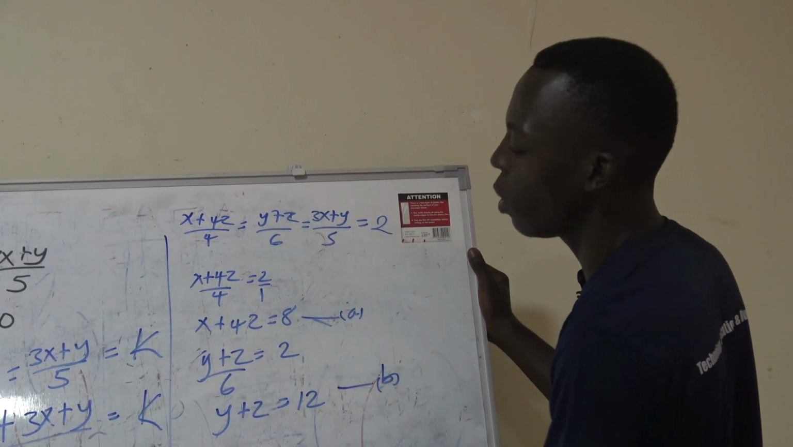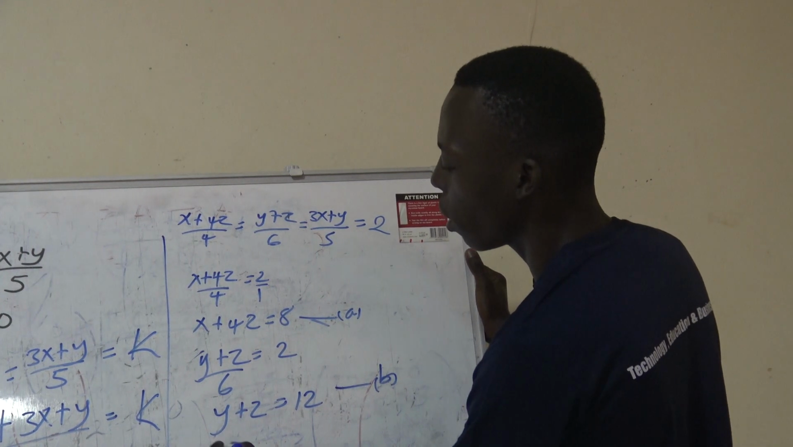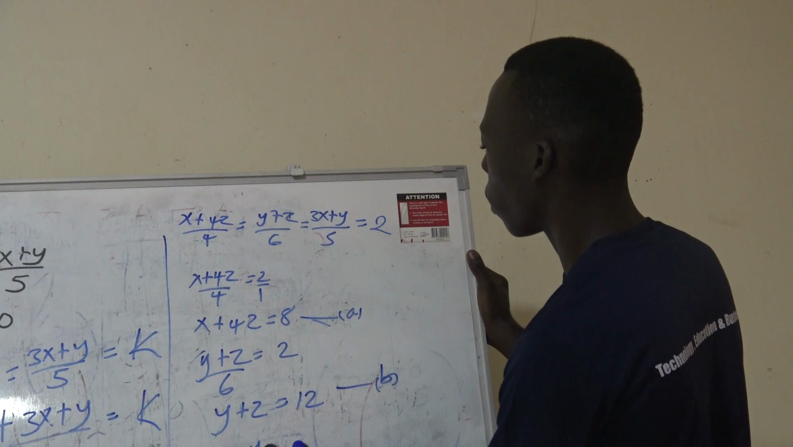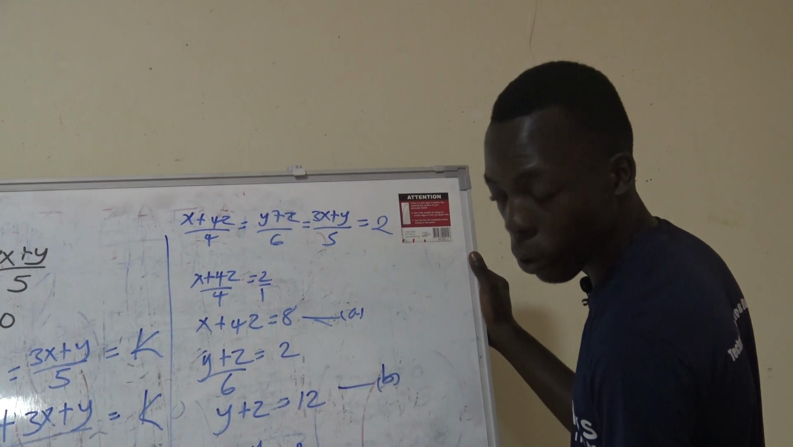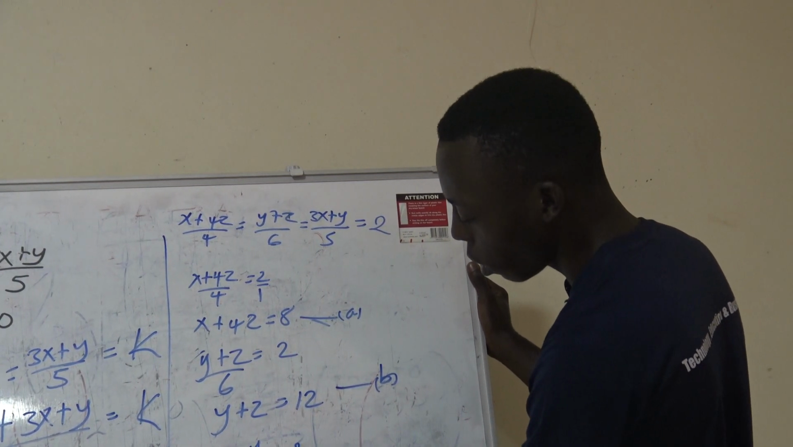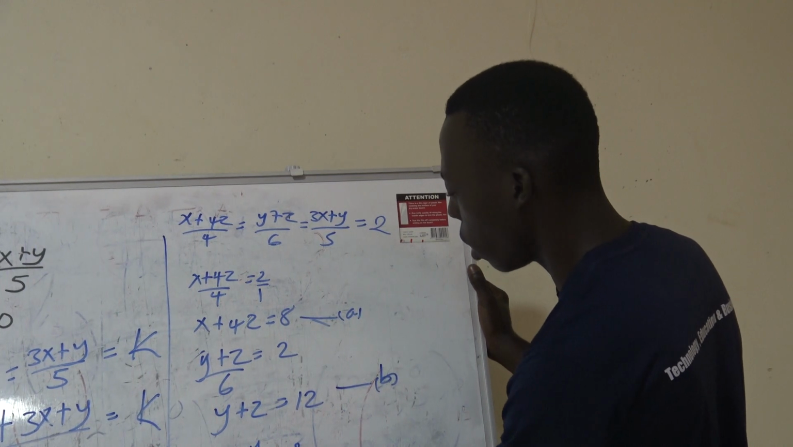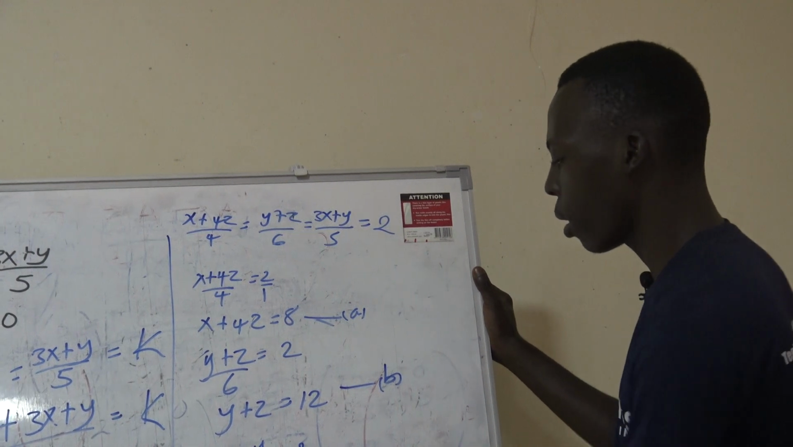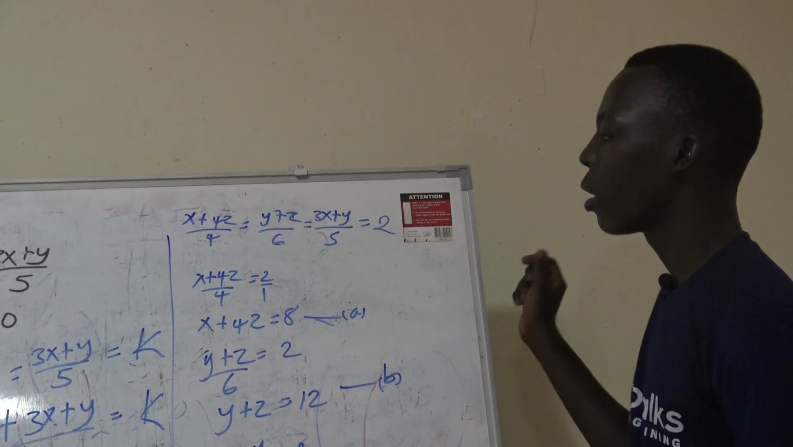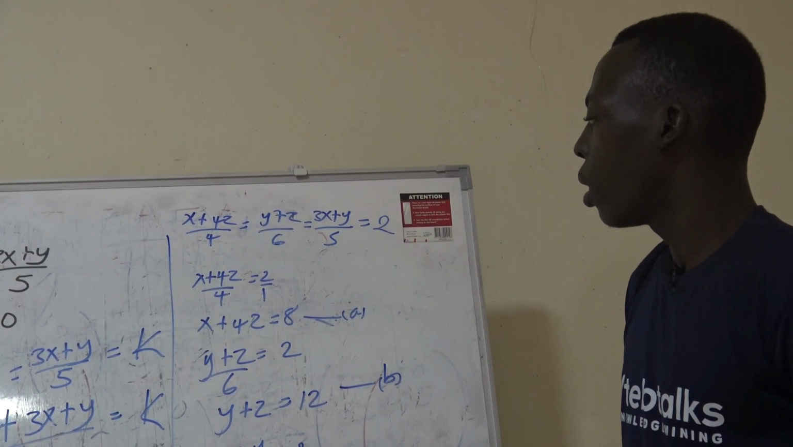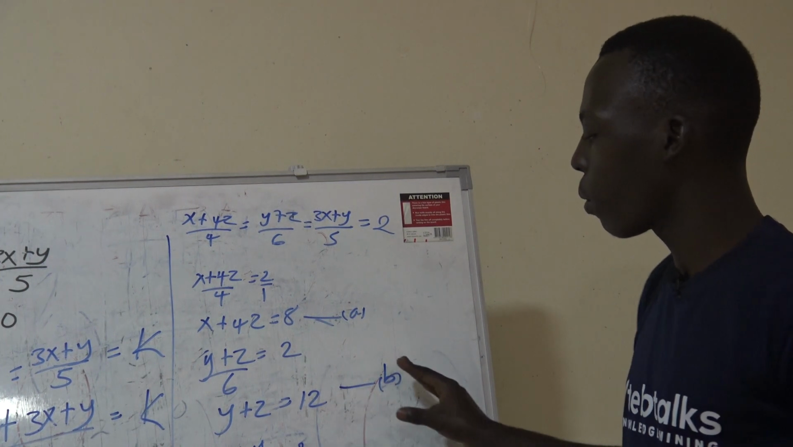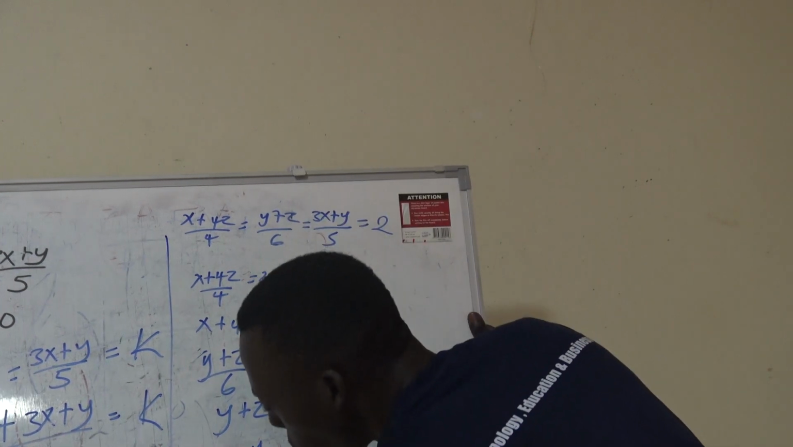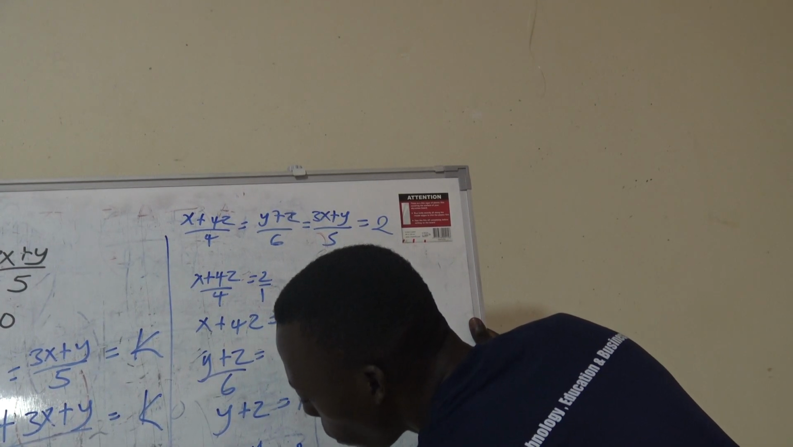Also deal with the other one, which is (3x + y)/5, which must give us 2. So also cross multiply on this. You say that 3x + y = 10. That is equation C. Then after getting this, try to solve equation A with B, A and B.